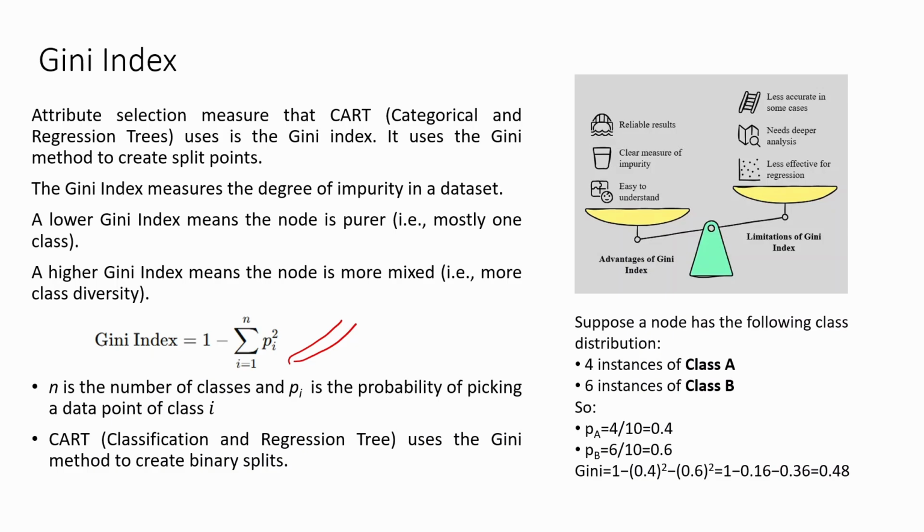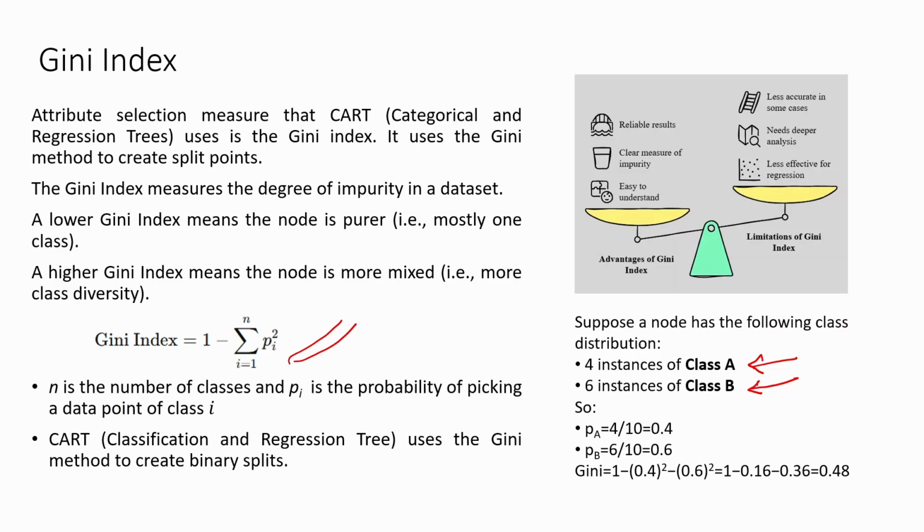So this CART, as I already said, classification and regression trees, uses the Gini method to create a binary split. For example, I'll just explain how this formula can be used. Suppose you have a node with the following class distribution: there are 4 instances that belong to class A and 6 instances of class B. So how will you find the probability that an instance belongs to class A?